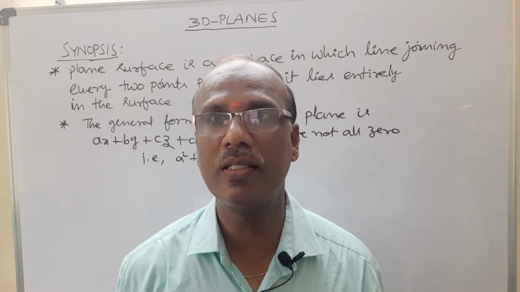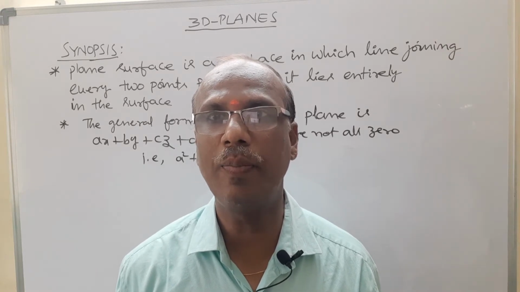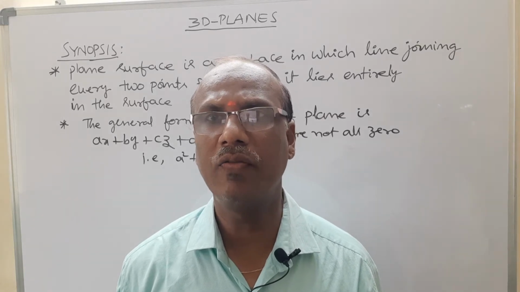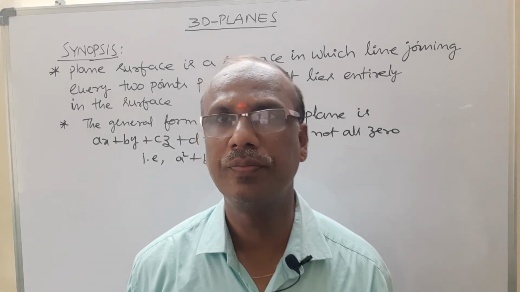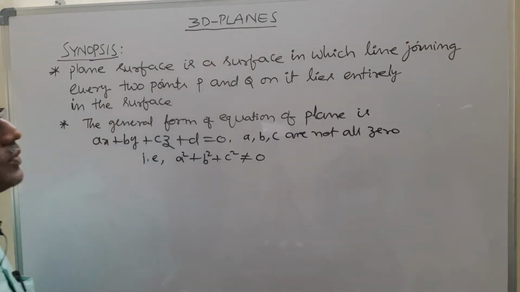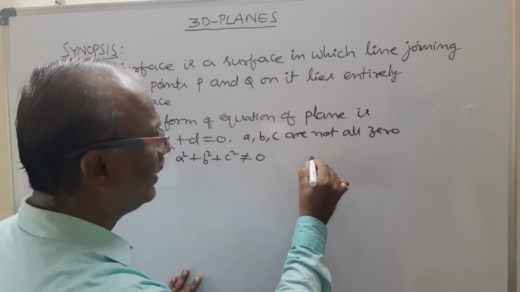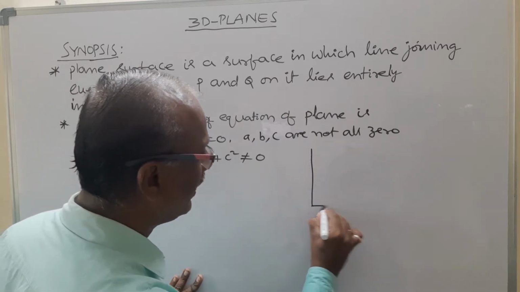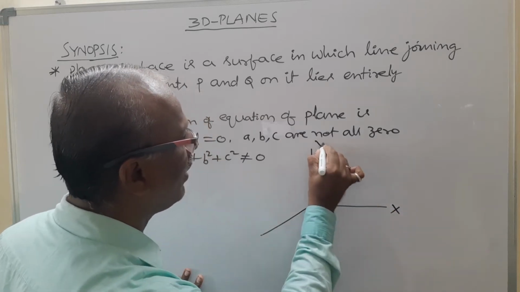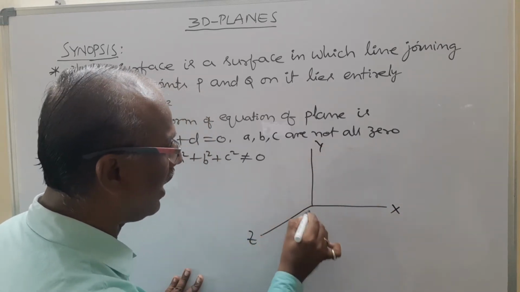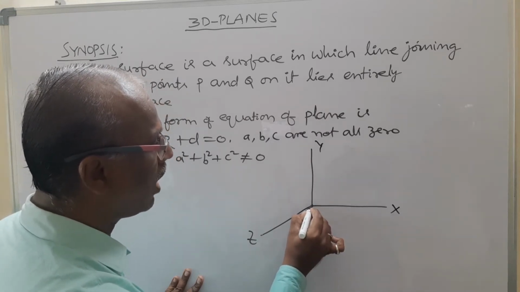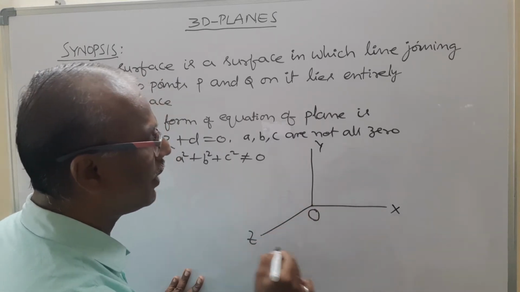In this video series, we discuss 3D planes: the synopsis, the basic formulas and concepts. Synopsis of 3D planes. Here in the 3D coordinate system, there are three axes x, y and z. This is the origin. These three axes meet at the origin and are mutually perpendicular.